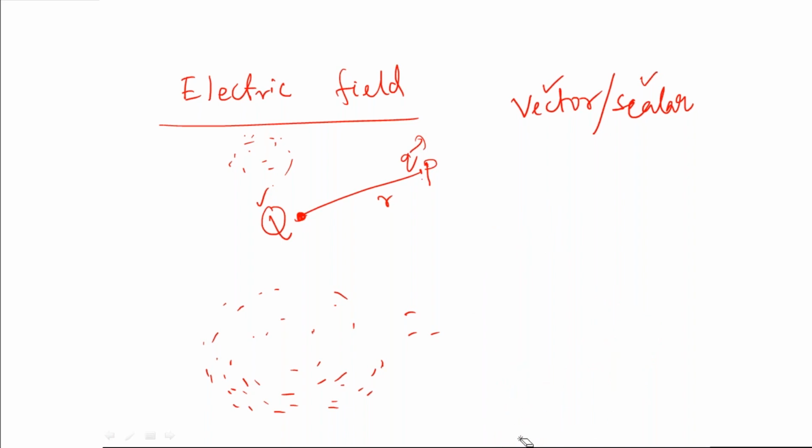So how do we define mathematically electric field? We define electric field. As I said, the force experienced by the Q charge will be Q into E, where E is the electric field. So force is a vector quantity, so this also will be a vector quantity, and we can define this as the force per unit charge. Force per unit test charge. So this is the electric field.